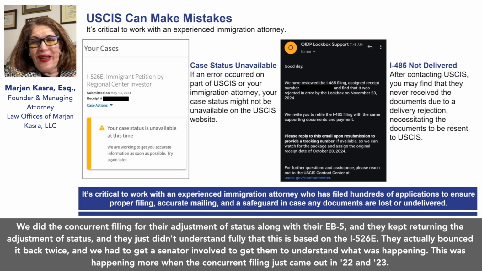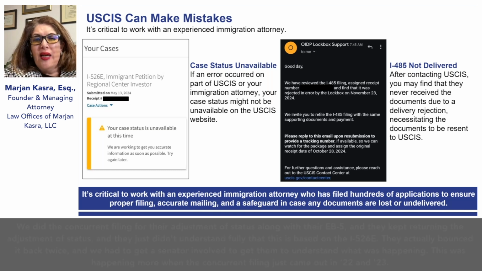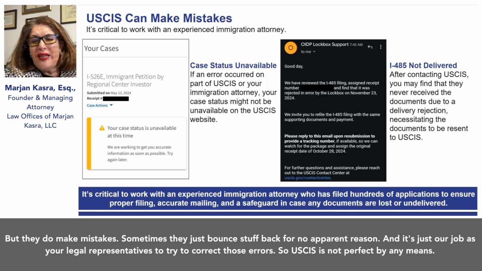They actually bounced it back twice, and we had to get a senator involved to get them to understand what was happening. This was happening more when the concurrent filing just came out in 22 and 23. But they do make mistakes. Sometimes they just bounce stuff back for no apparent reason. And it's just our job as your legal representatives to try to correct those errors. And so USCIS is not perfect by any means.